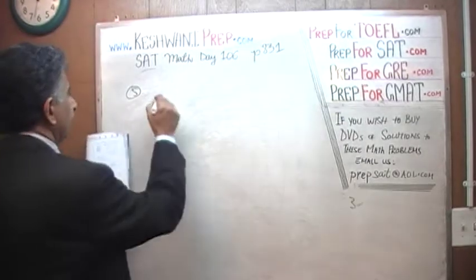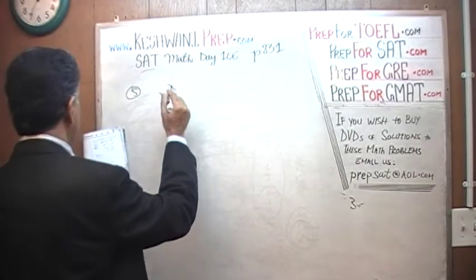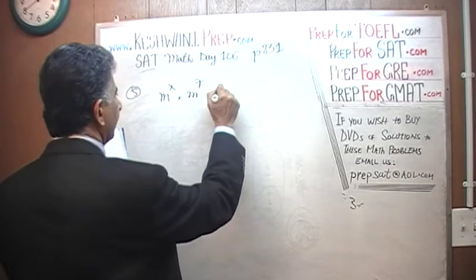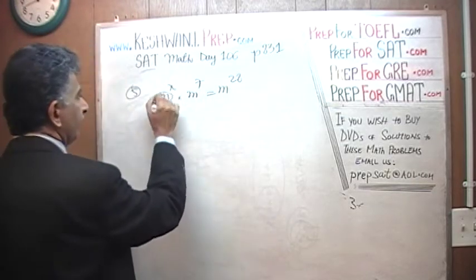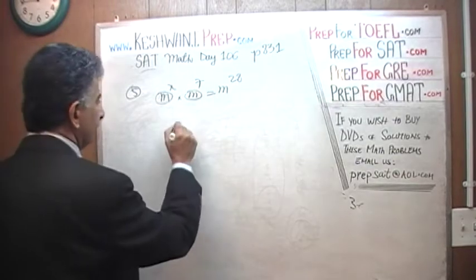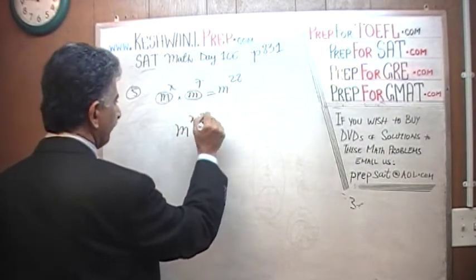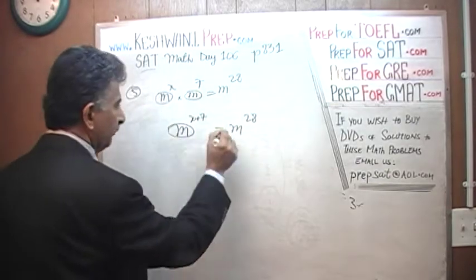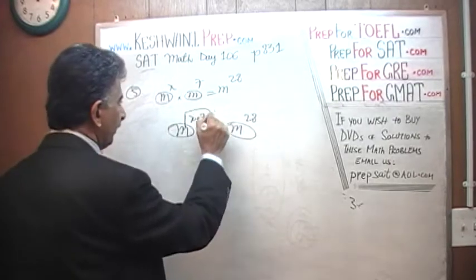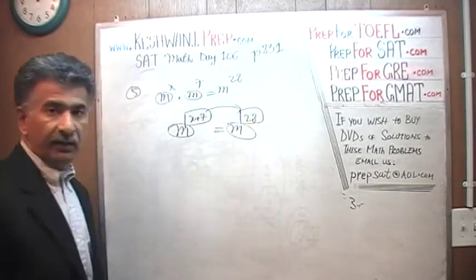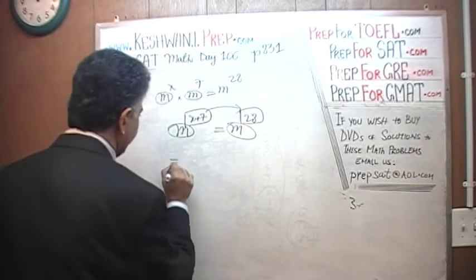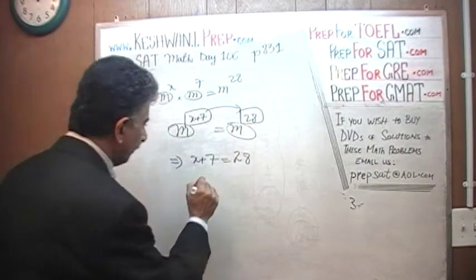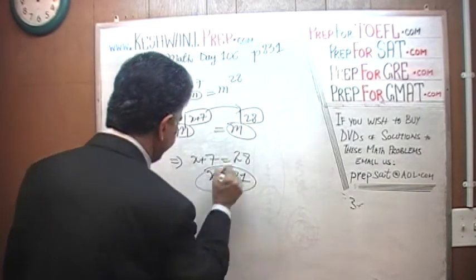Here's what's going on. They tell us that m raised to x times m raised to 7 equals m raised to 28. Since they have the same base, m and m, this can be written as m raised to x plus 7, which we are told is the same as m raised to 28. Again, since they have the same base, the exponents must be equal to each other. That tells us that x plus 7 equals 28. Subtract 7 from both sides and we find that x equals 21.